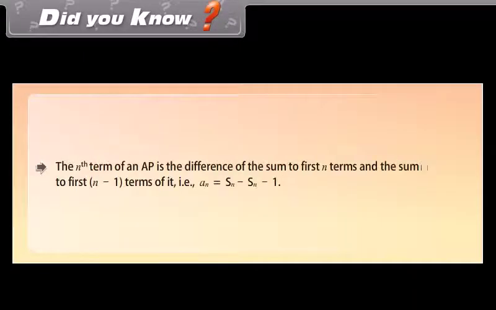Did you know? The nth term of an AP is the difference of the sum of the first n terms and the sum of the first n minus 1 terms of it, that is, an is equal to Sn minus Sn minus 1.